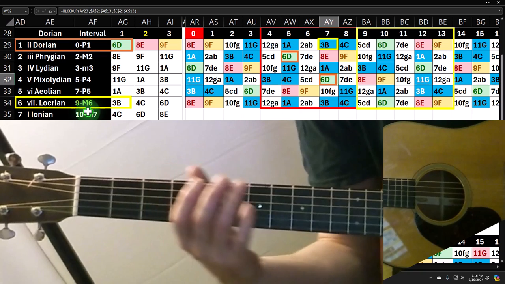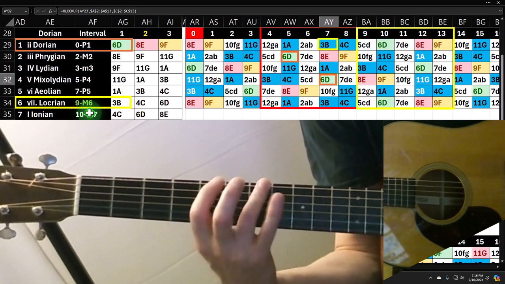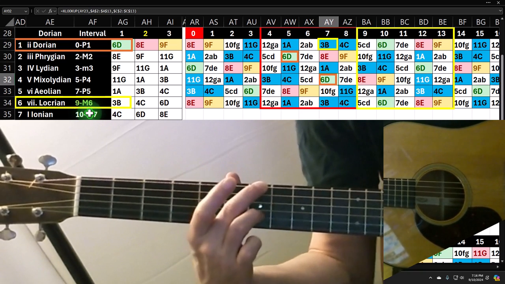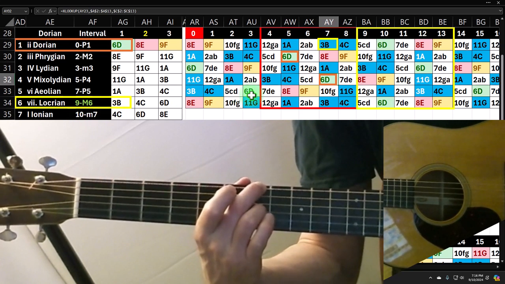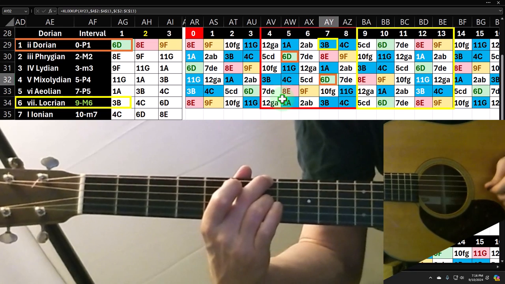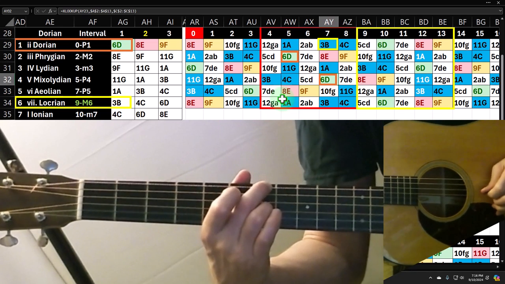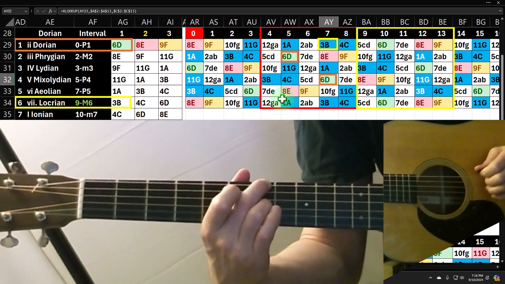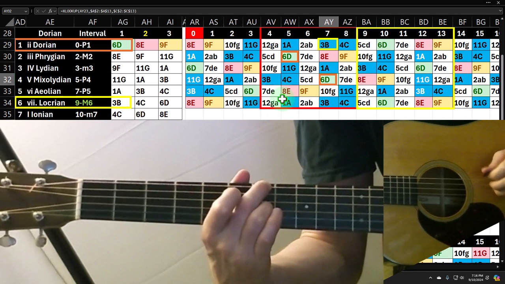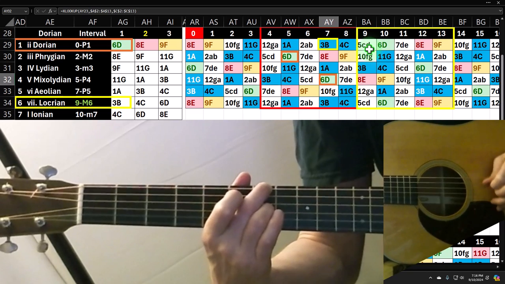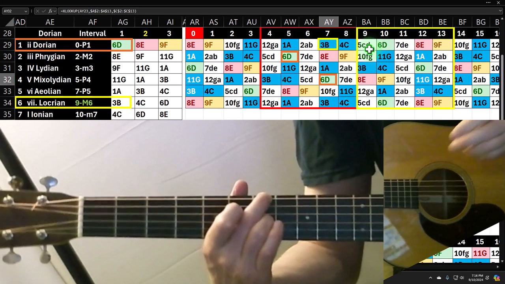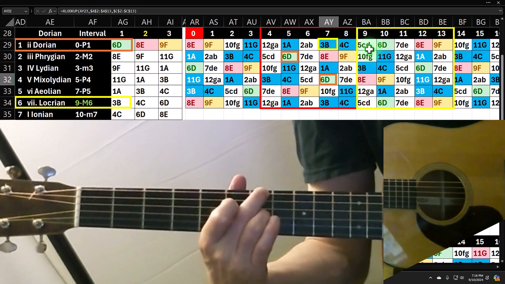Now I messed up my finger, so now I'm going from here to here. If I measure from the bottom, that's going to be a 9-note away major sixth. If I was thinking of the B and measuring up, that's going to be a 3-note away minor third.